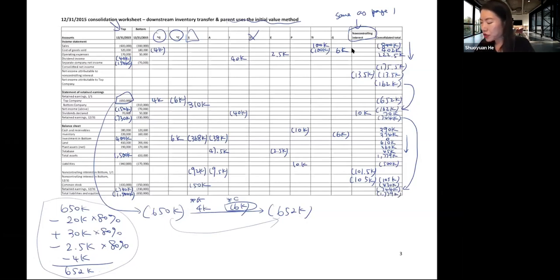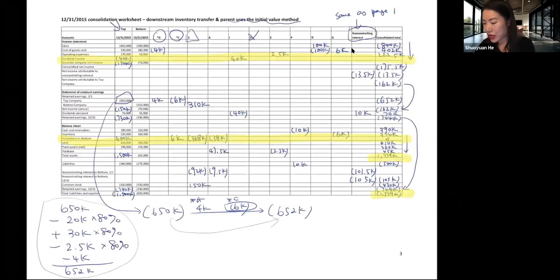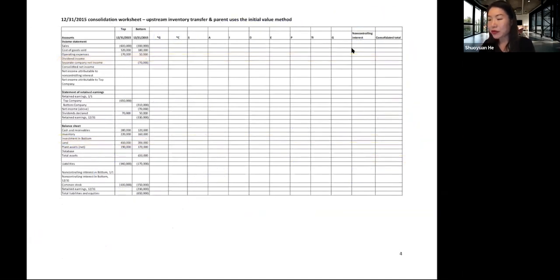So your last check is make sure that you shouldn't have any dividend income here. Your investment account should go to 0, and your total asset should be equal to your total liability and shareholders' equity. So this is the third situation. The last situation, it is upstream. The parent used the initial value method. So let me first just fill in the first column here.